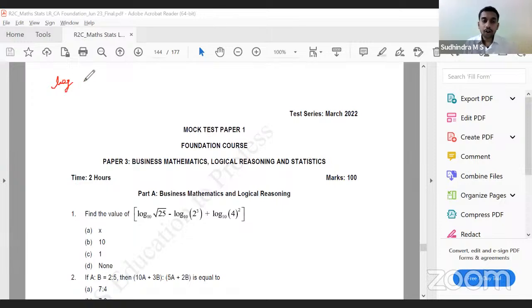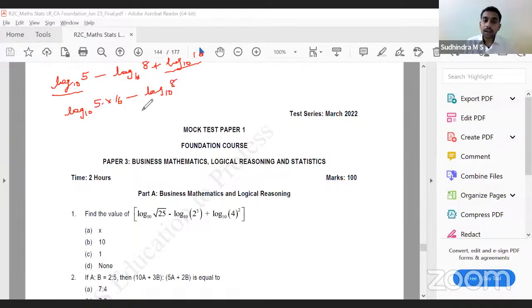Log of root 25 can be written as log 5 to the base 10, minus log of 2 is log 8 to the base 10, plus log of 4 square is log 16 to the base 10. So log 5 plus log 16 can be written as log of 5 into 16 to the base 10, minus log 8 to the base 10.